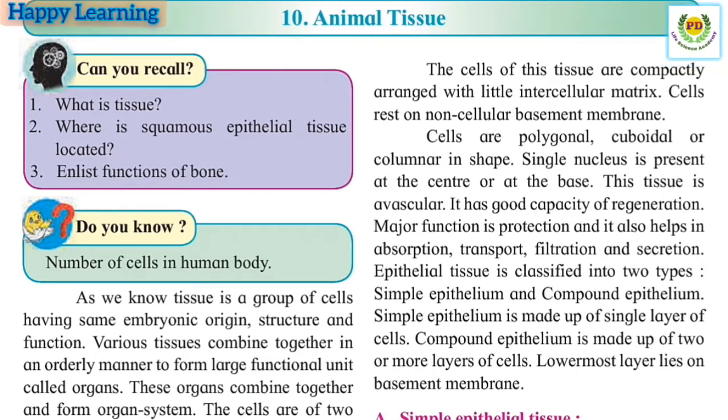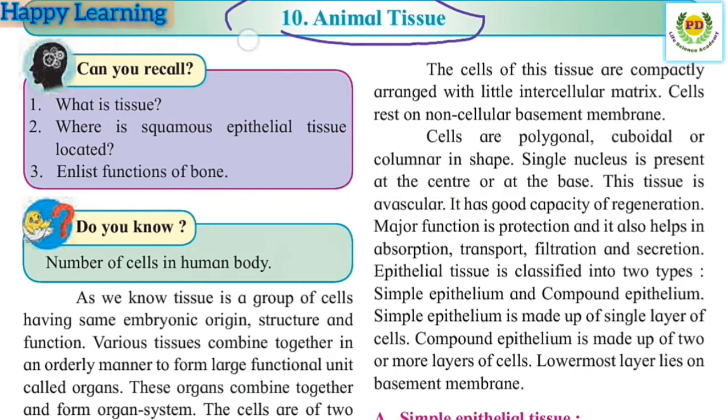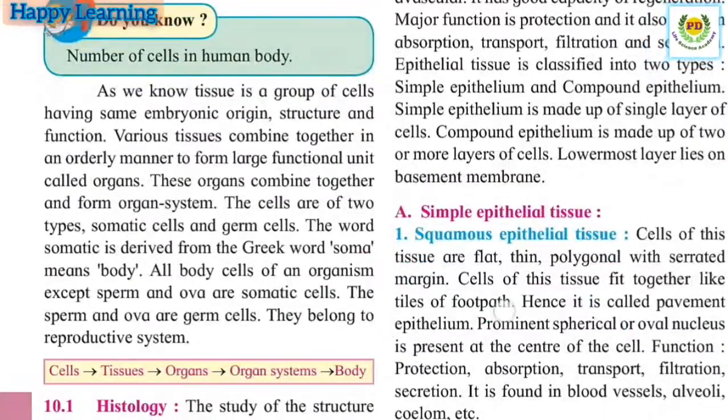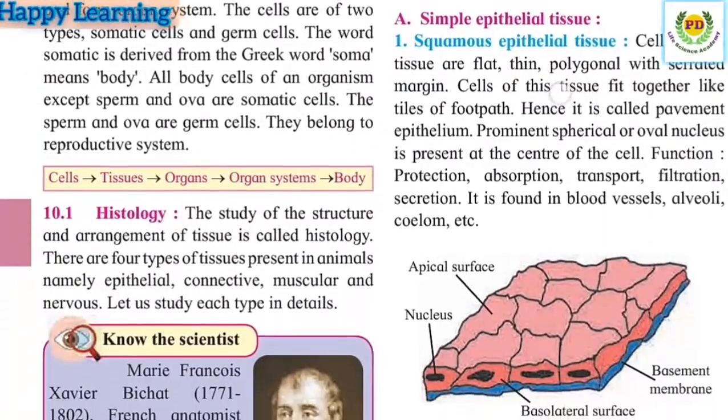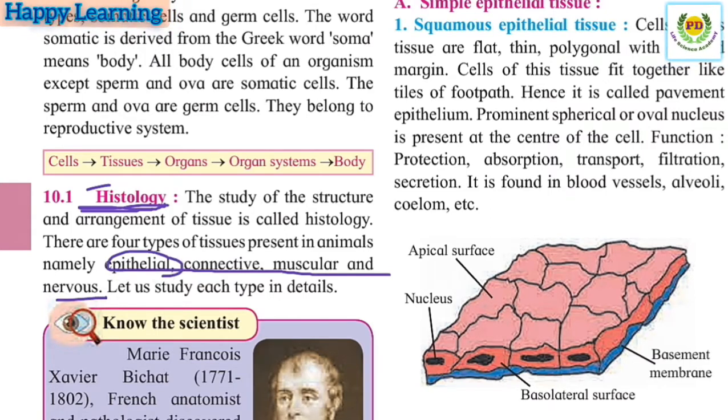Now, this is the second part of the animal tissues. In the earlier lecture, we learned what tissues are, the definition of tissues, and mainly the types of tissues in the animal case. The study of tissues is called histology. There are mainly 4 types of tissues present in animals: epithelial tissues, connective tissues, muscular tissues, and nervous tissues.